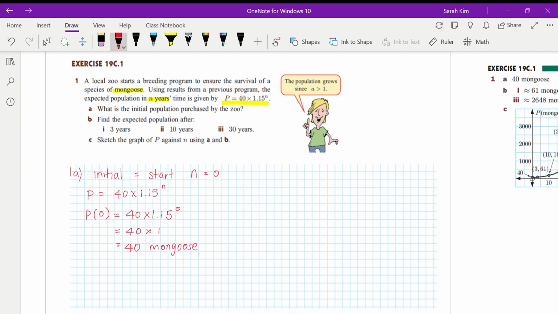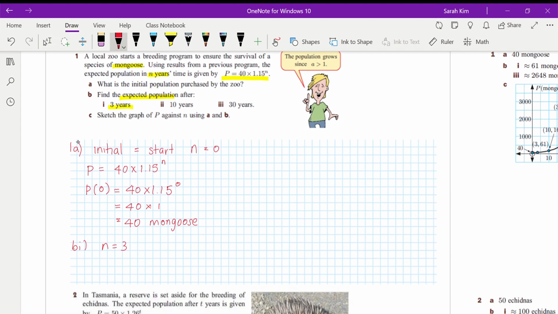Alright, so B, let's try B. So B(i) is find the expected population after 3 years. All that means is it's not at the initial anymore, it's after 3 years. So my n is 3 because it's 3 years. So again, I use that normal function, put a 3 instead of n. And that's all I have to do.